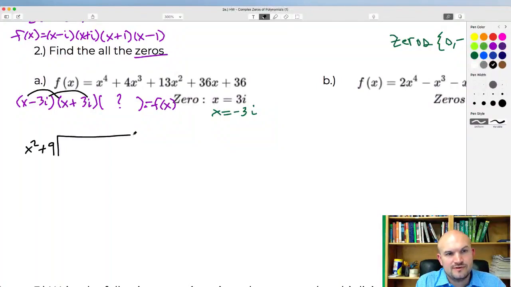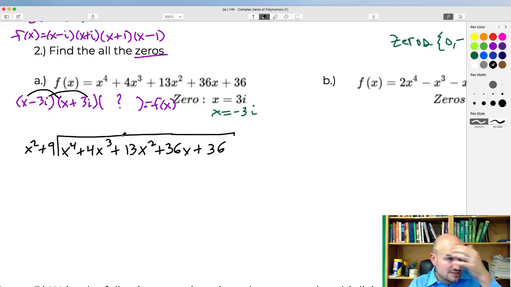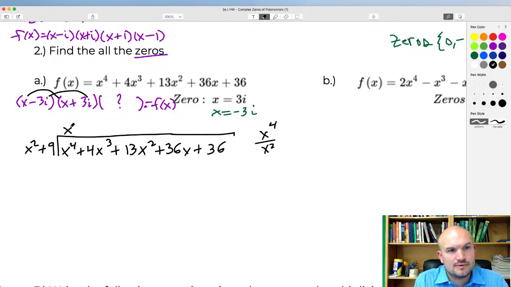All right, so therefore then we take our dividend, x to the 4th plus 4x cubed plus 13x squared plus 36x plus 36. Okay, so again, when doing long division, you're trying to determine x squared divides into x to the fourth how many times? And again, if you kind of get confused, just write it over here. X to the fourth divided by x squared. Use the rules of exponents. 4 minus 2, right, is x squared. Then just make sure you multiply this x squared times both terms. So therefore, we're going to get x to the fourth plus 9x squared.